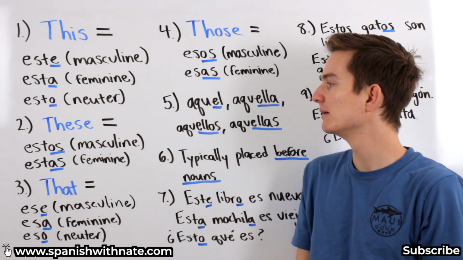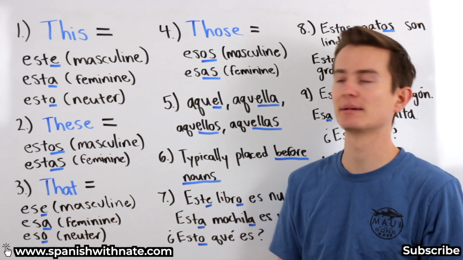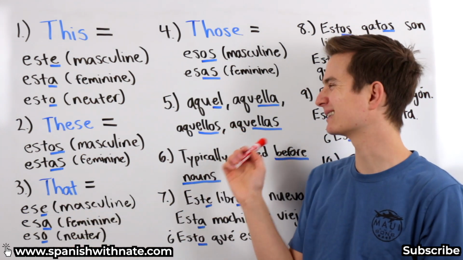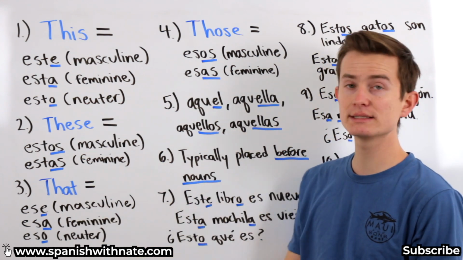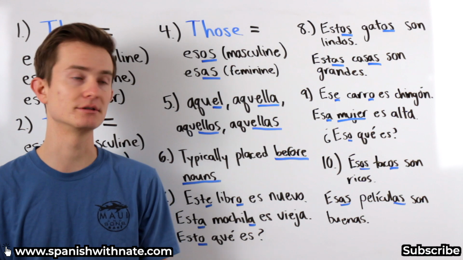Okay? Kind of weird. If you're not sure, just use this form, ese, esa, eso, as opposed to aquel. In fact, I use these way more than I do these, but they are good to know. Alright, so let's come back over here. Make sure you can see it.